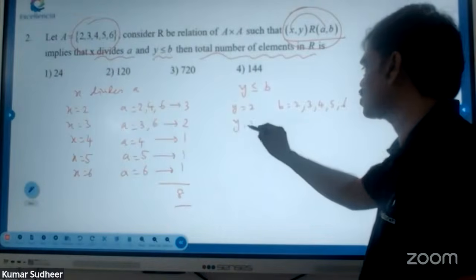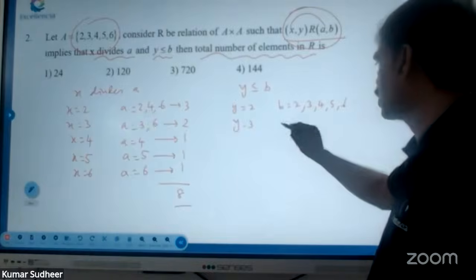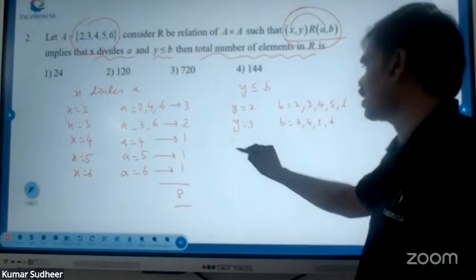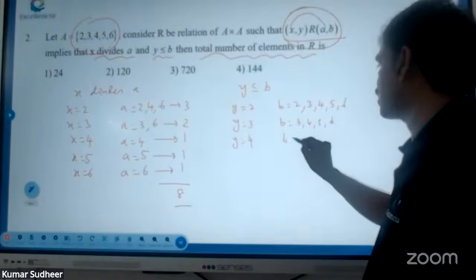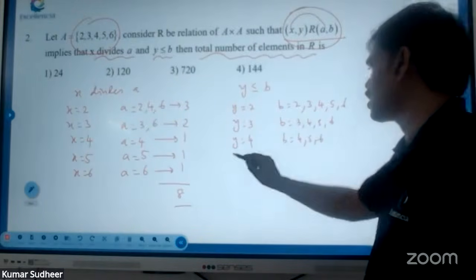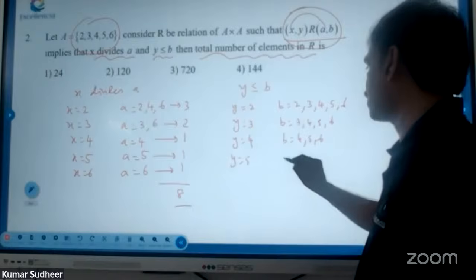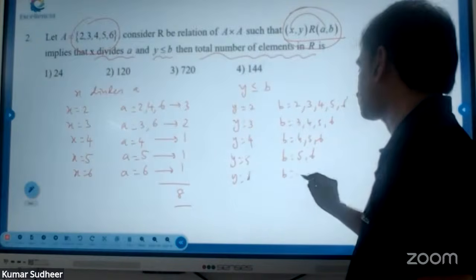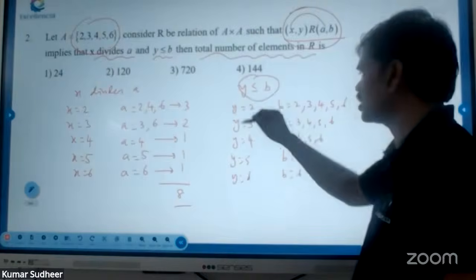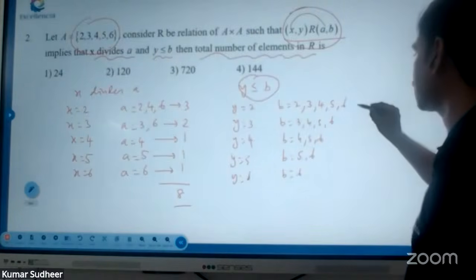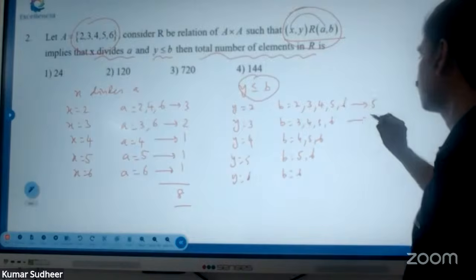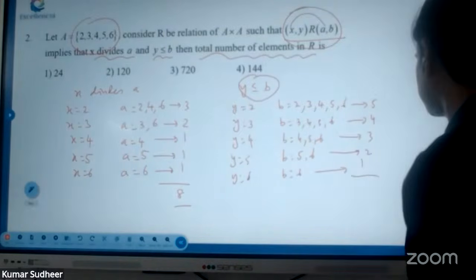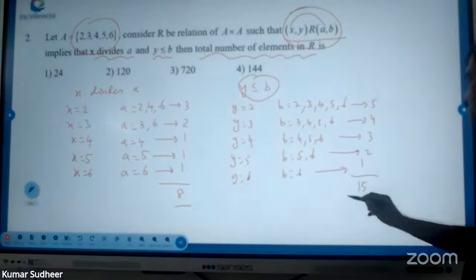Similarly, if Y is equal to 3, B may be 3, 4, 5, 6. And if Y is equal to 4, B is equal to 4, 5, 6. Y equal to 5, then B may be 5 or 6. And Y equal to 6 means B equal to 6. So apply this condition and get these values. Now, how many possibilities are there? Here we have 5, 4, 3, 2, 1. So the total number of possibilities is equal to 15.